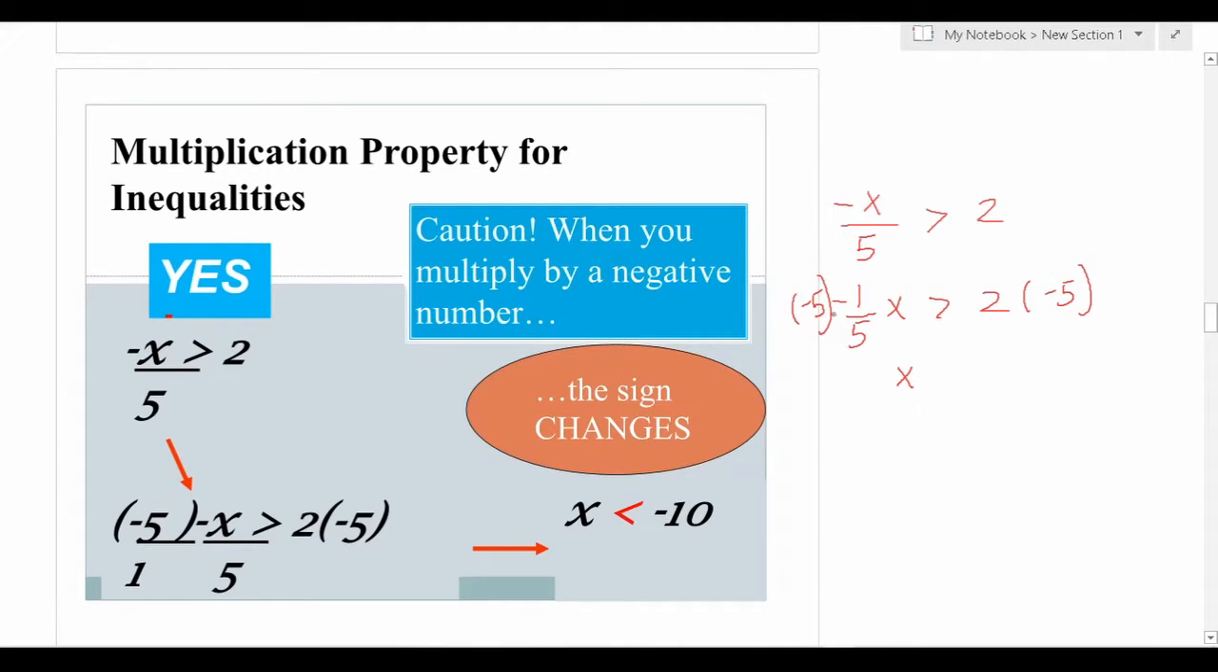and since we multiplied by a negative across the inequality sign, that's going to prompt us to flip its sign, or change the direction of its sign. And that leaves us with x less than 2 times negative 5, which is negative 10. Okay, just an illustration of what you do when you multiply or divide by a negative across the inequality sign.